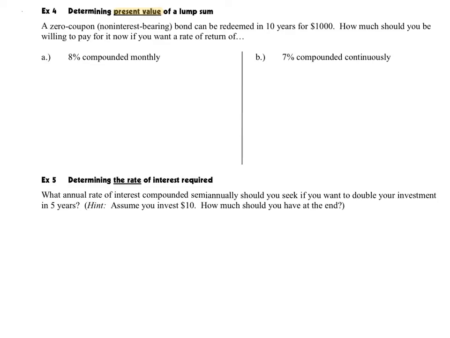We are told in this problem that our time is going to be 10 years. We're working with $1,000, and then we're going to have two different scenarios on A and B. On A, we're going to have 8% compounded monthly. On B, we're going to have 7% compounded continuously. There's that key word that tells us we're going to use our PERT formula.